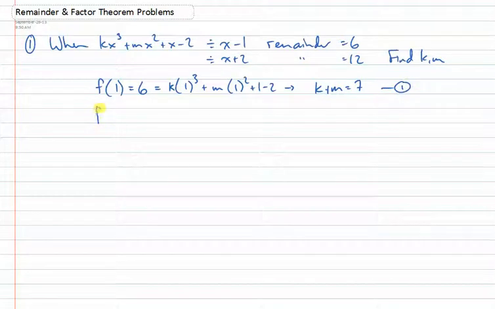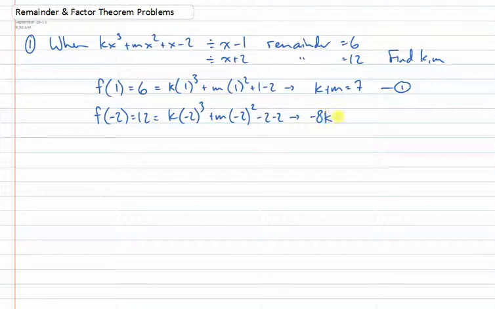Now, using the second piece of information, substituting negative 2 results in 12. So I'm going to do the same process with a substitution of negative 2. And when I simplify and rewrite that, I'll get negative 8k plus 4m equals 16, a second equation.